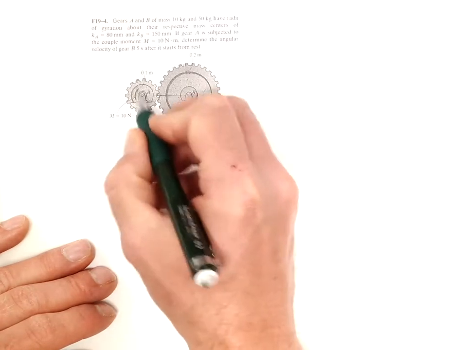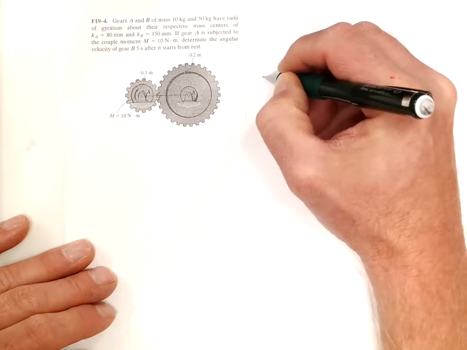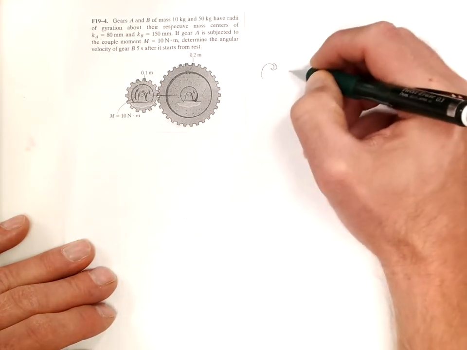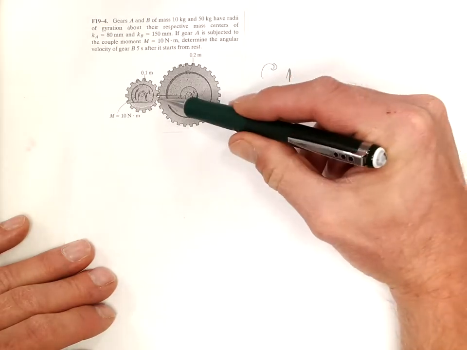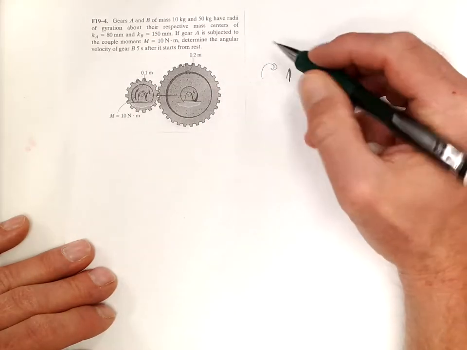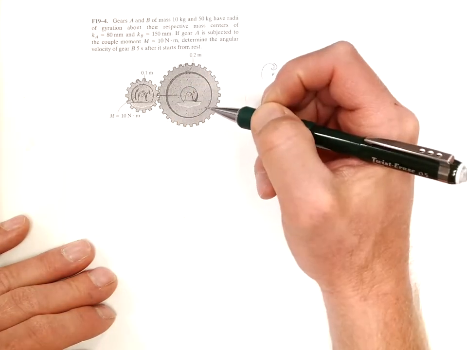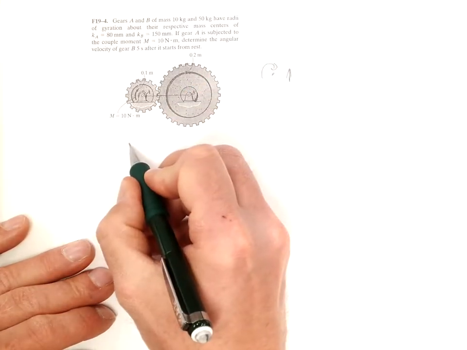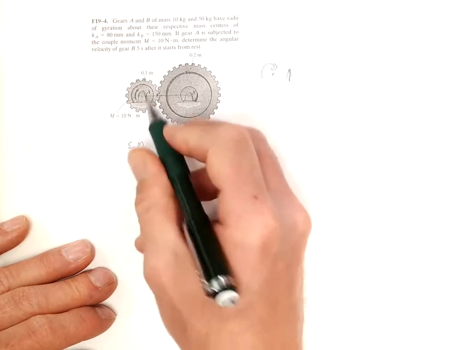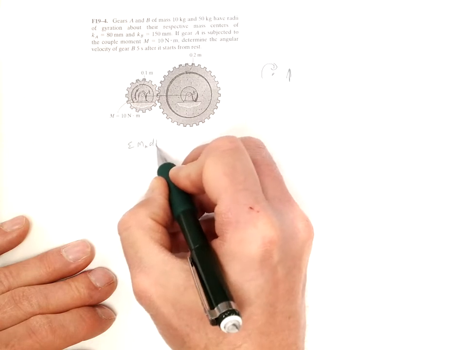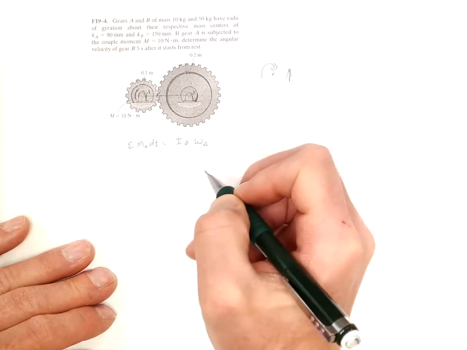So let's look at this first gear. It's going to have a moment going that way, and then it's going to have a force from gear B on gear A at that point. So if we do the sum of the integrals of M of gear A dt equals I_A omega A.